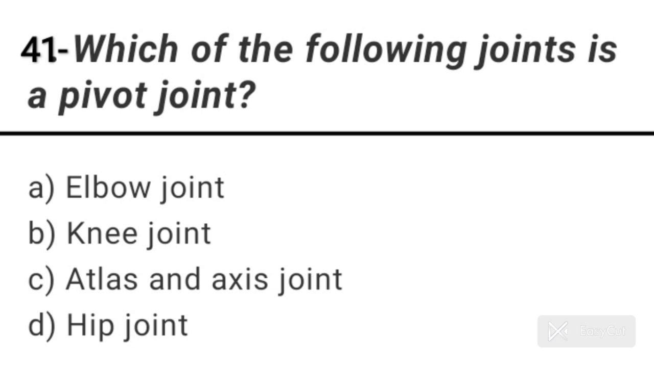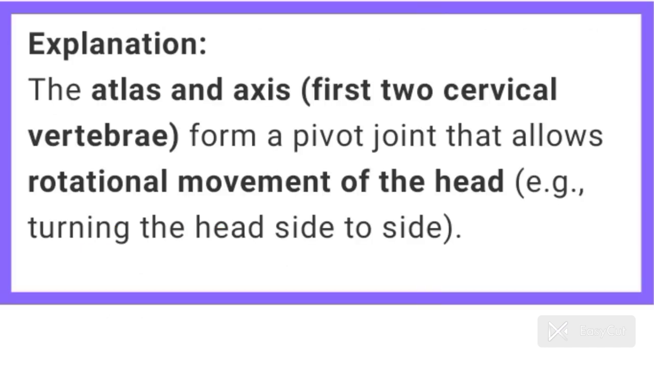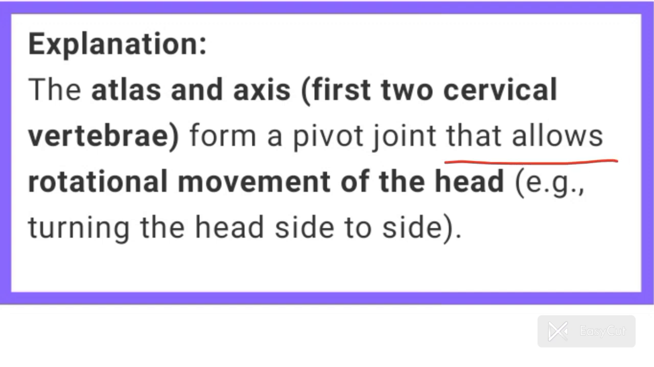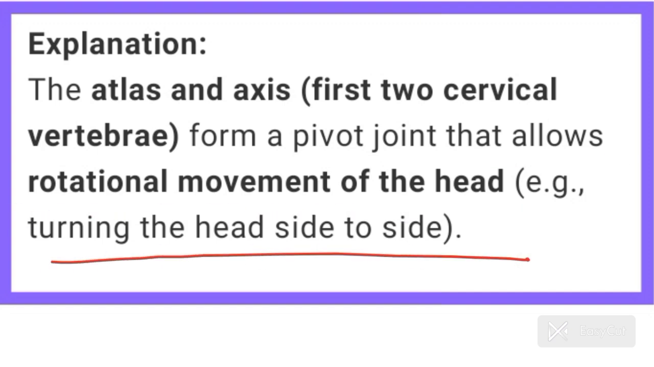Question number 41. Which of the following joint is a pivot joint? So pivot joint is present between atlas and axis. So option C is correct for question number 41, that is atlas and axis joint. The atlas and axis, the first two cervical vertebrae, form a pivot joint that allows rotational movement of the head. Example, turning the head side to side.